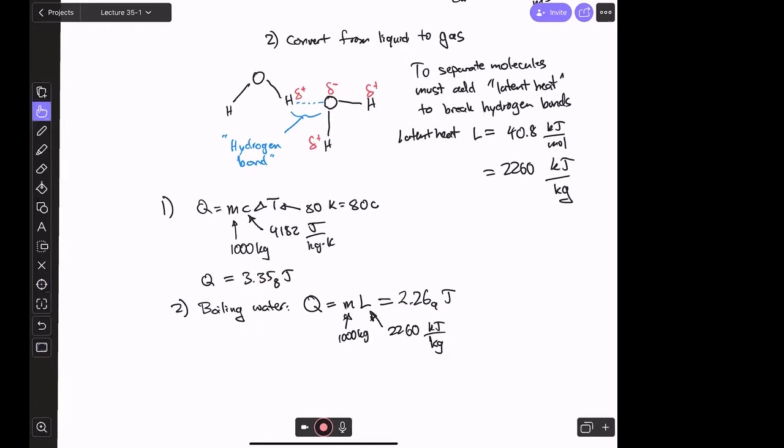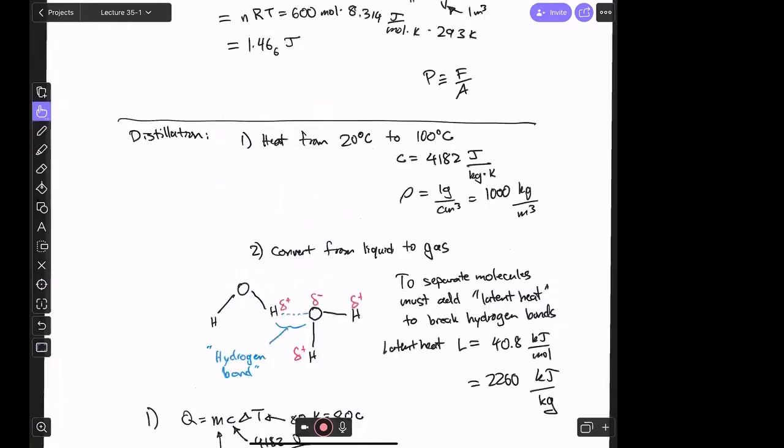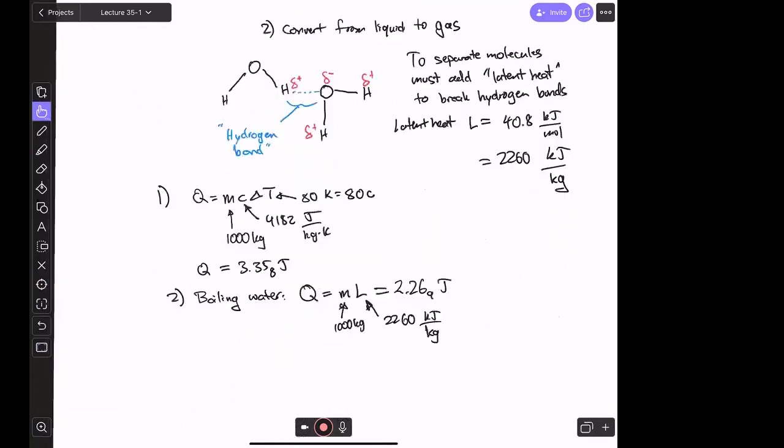So way, way more than what we got before for our reverse osmosis, which was 1.5 million joules. So this is more than 1,000 times more energy. Now, to be fair, we did the reverse osmosis, abbreviated RO, in the slowest, most energy efficient way. In real life, you would apply a bigger pressure difference between the two sides. So maybe that would double your energy cost, but still you'd be hundreds of times less energy than doing distillation.